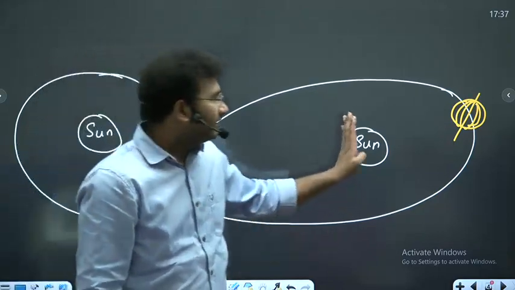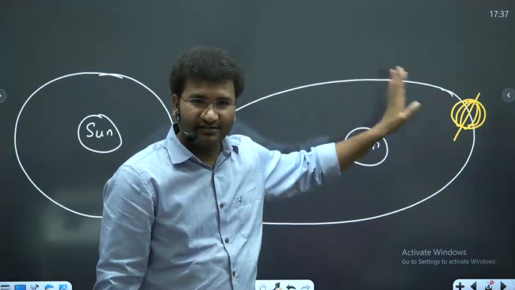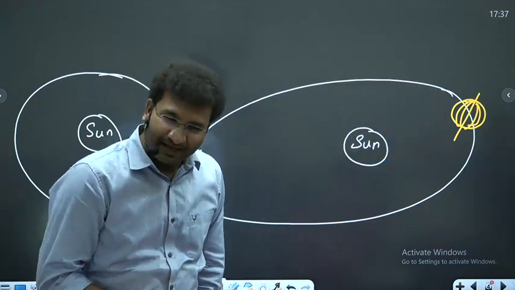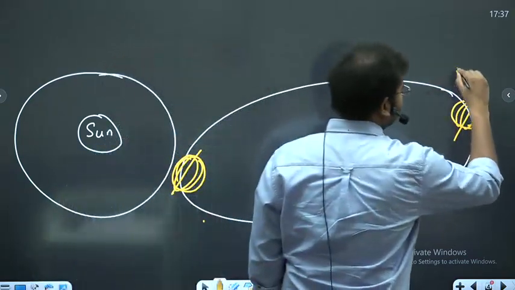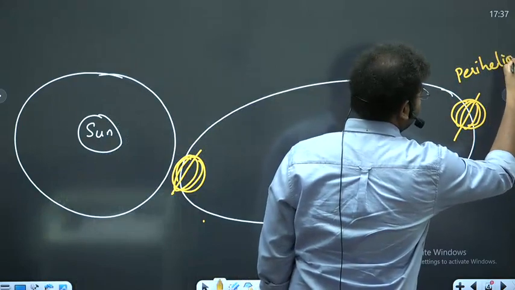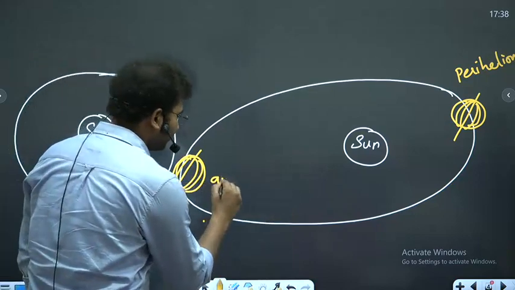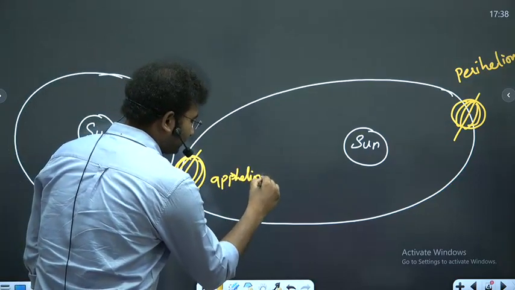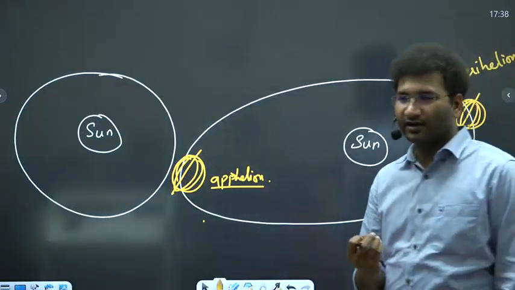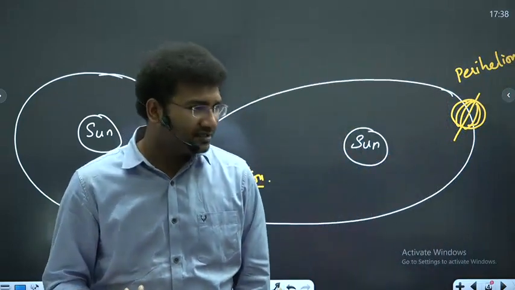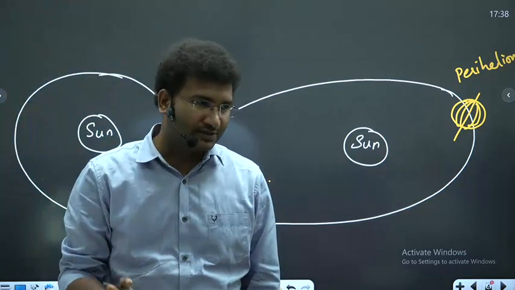Right? The nearest place to which the earth and the sun come is called perihelion. If the earth is far away from your sun, this is called aphelion. Same way, if the moon is very near to the earth, the nearest position of the moon to the earth is called perigee. The farthest position between the earth and the moon is called apogee.